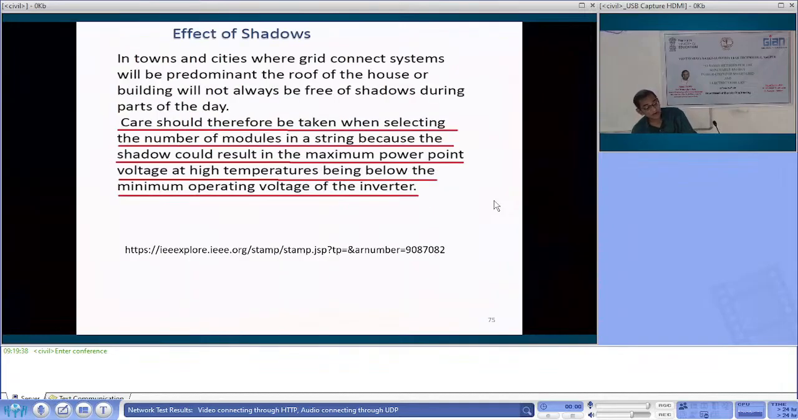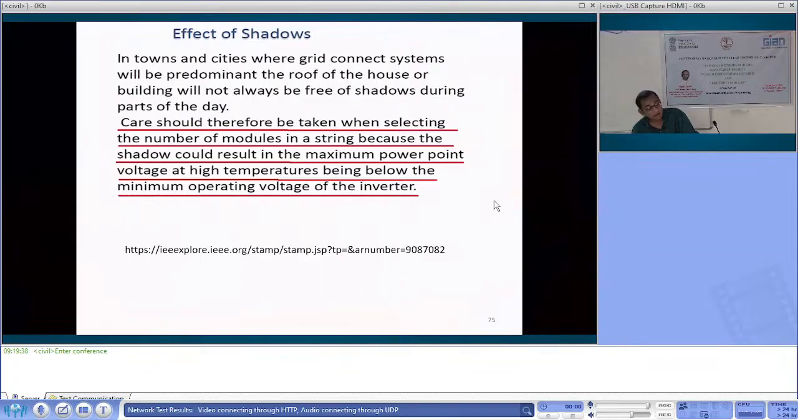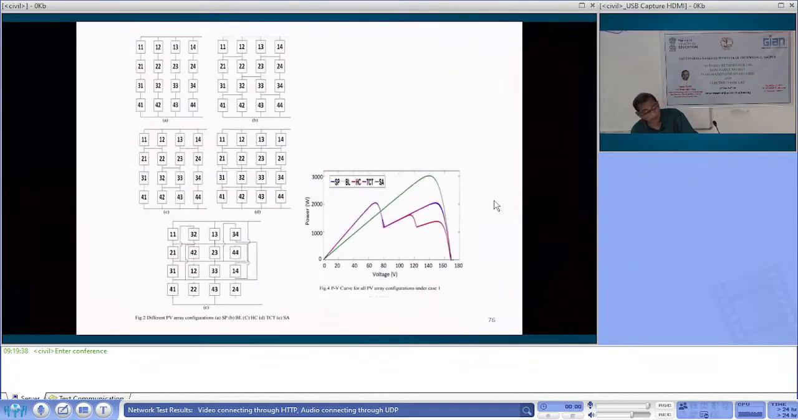So there is the effect of shadow; there should be no shadow. We have given the link; that is our paper, based on MTech student work, the paper Karan Faldu has presented. You can download that. Assume maximum voltage allowed is 400 volt, maximum number of modules 400 by 44.6 that you got earlier, 8 modules you are getting. Therefore we should have 2 parallel strings for 16 modules, 8 in series, 8 to be connected.